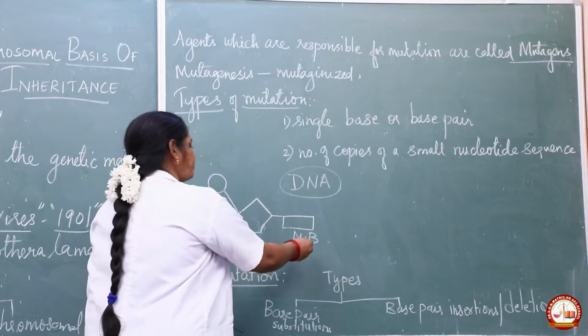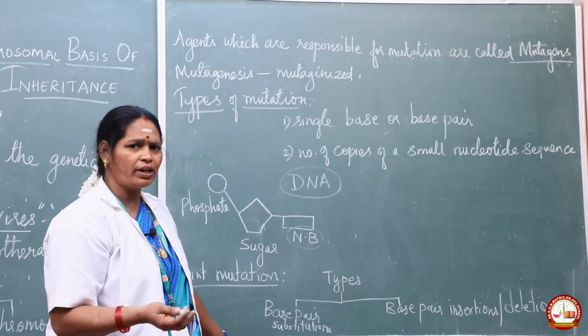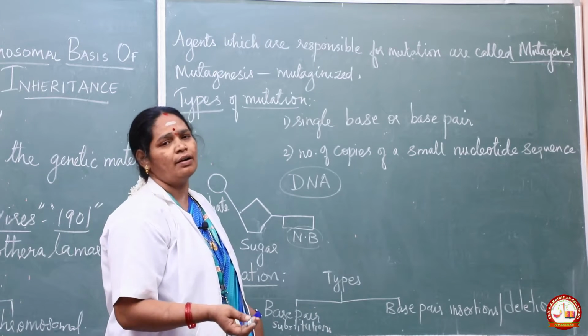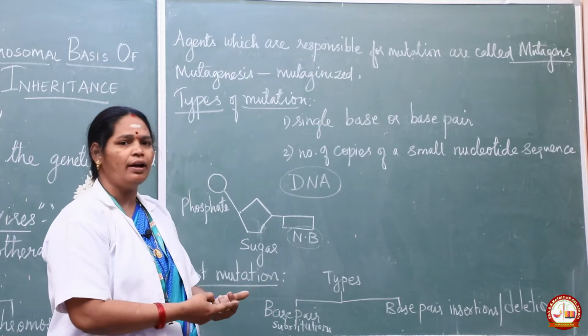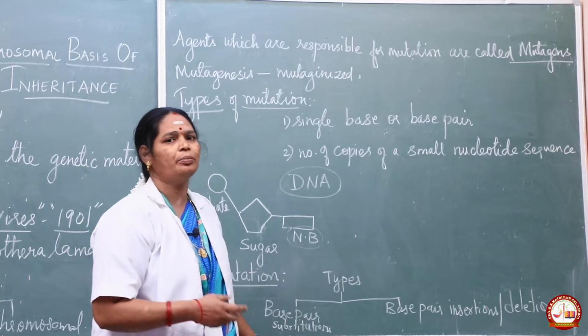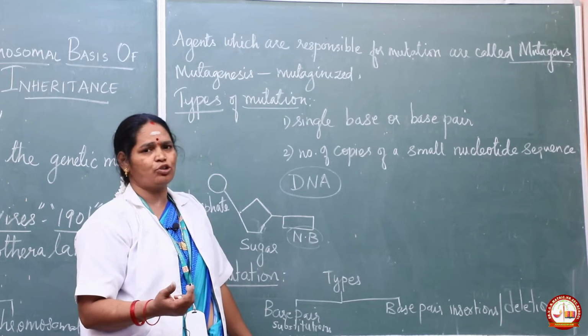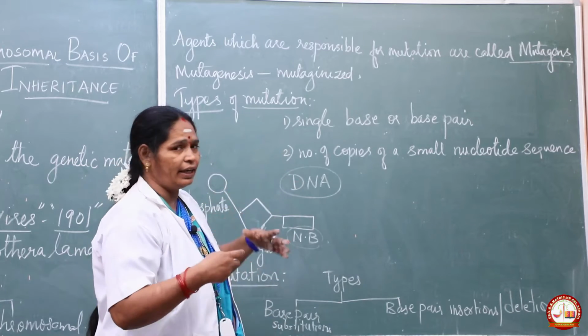Here you may have a doubt. What is a nitrogenous base? What are the nitrogenous bases present in DNA? Adenine, guanine, cytosine and thymine. Children, adenine and guanine together are called purines. Thymine and cytosine together are called pyrimidines. These are the nucleotides.